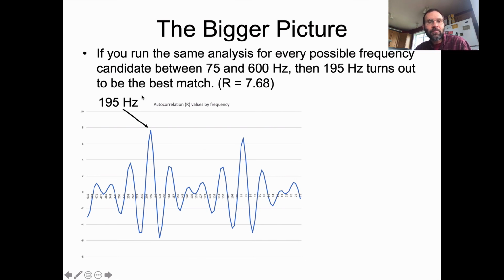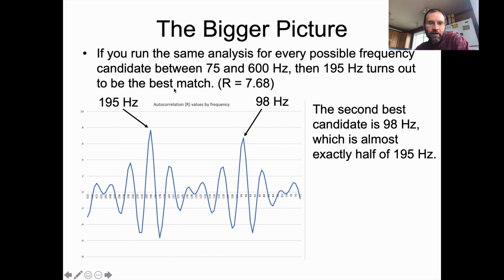Either way, our best match is here. This is the highest R value for all these different potential frequency candidates. It's 7.68, and it's at 195 hertz. And what you might notice is there are kind of interesting patterns in here. And one of those patterns is that the second best candidate is at 98 hertz, which is basically half of 195 hertz. And so having recognized this, so this is the second highest R value, not quite as high as this one. But I want to ask, why do you think that is? Why is our second best candidate half the frequency value of our best candidate?